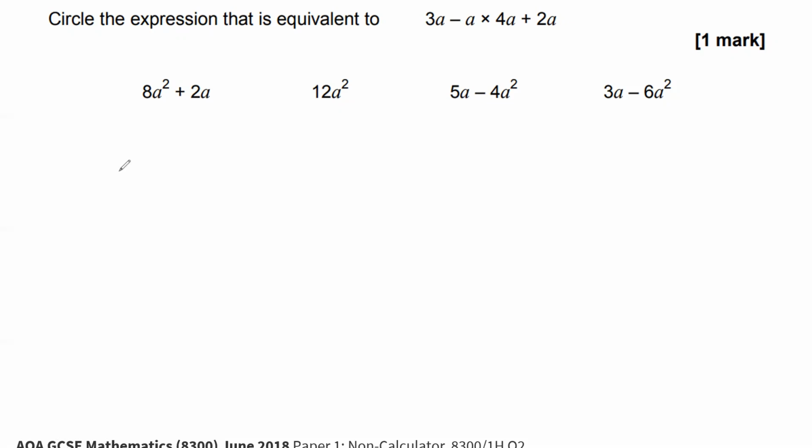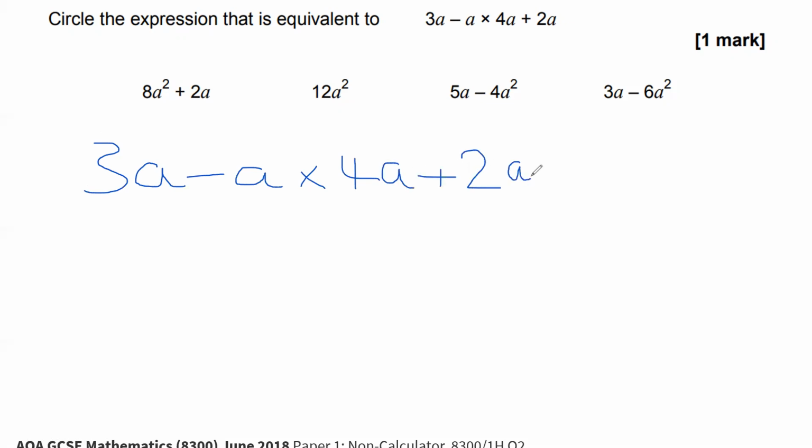Okay, so hopefully you're all back. Hopefully you've had a chance to have a little look at this question. So if you notice, I'll rewrite it out. We've got 3a minus a times 4a plus 2a. Now, if we look at this question, we've got a multiplication in the middle, and then we've got an addition and subtraction.